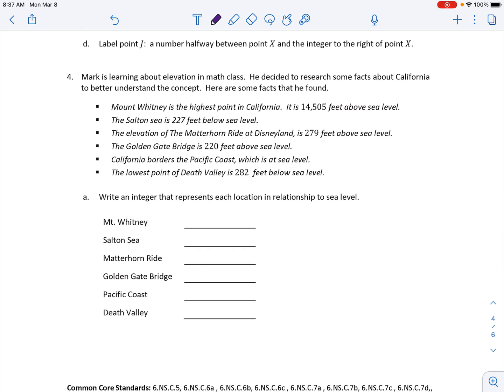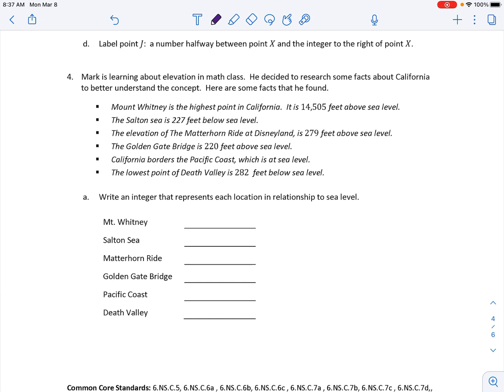Now, number 4 says Mark is learning about elevation in math class. He decided to research some facts about California to better understand the concept. Here are some facts that he found. Mount Whitney is the highest point in California. It is 14,505 feet above sea level. The Salton Sea is 227 feet below sea level. The elevation of the Matterhorn ride at Disneyland is 279 feet above sea level. The Golden Gate Bridge is 220 feet above sea level.